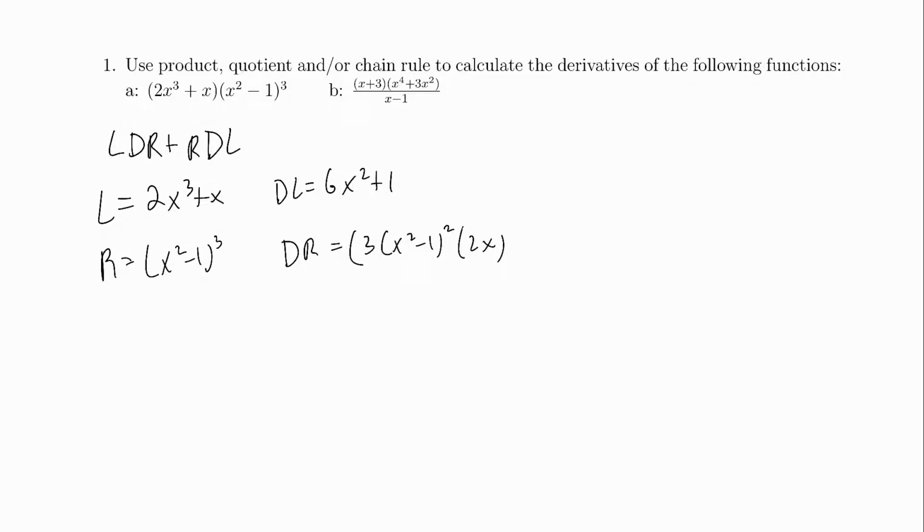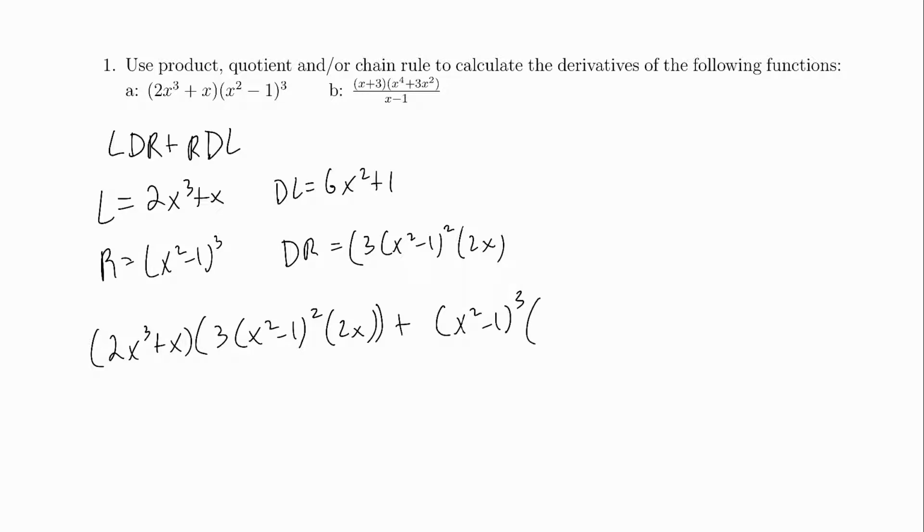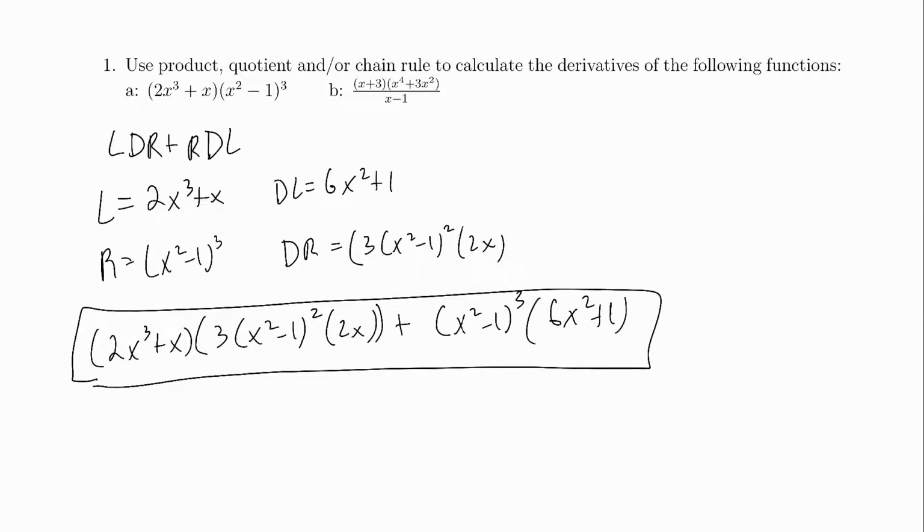So if we throw all those together, LDR plus RDL, we get 2x cubed plus x times DR, which is 3 times x squared minus 1 squared times 2x, plus RDL. So that's x squared minus 1 to the third power times DL, 6x squared plus 1. So that's your answer for A.